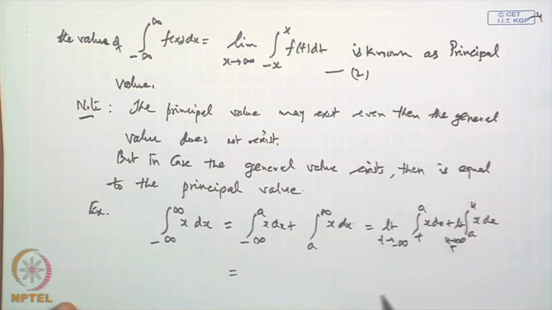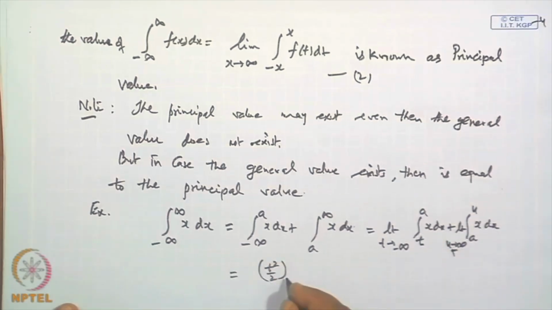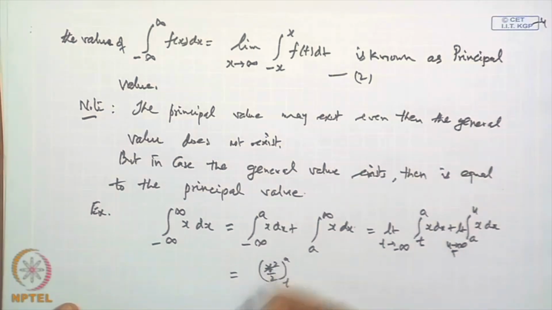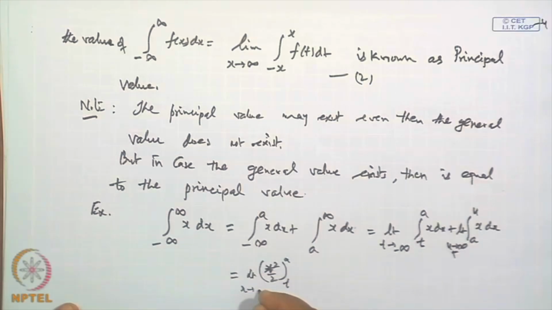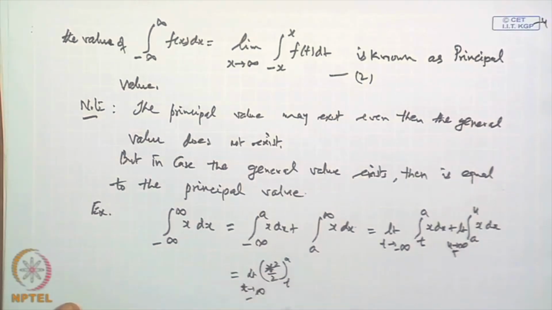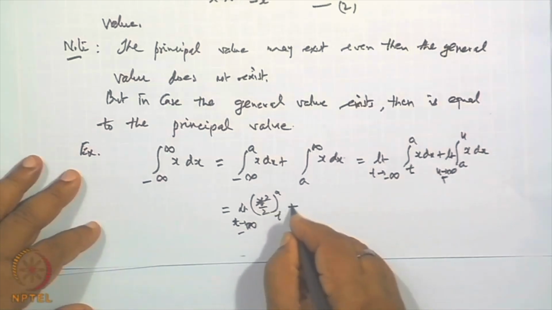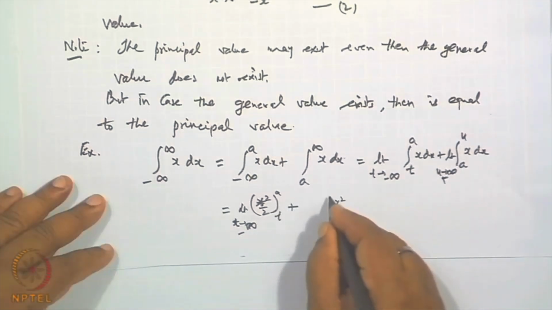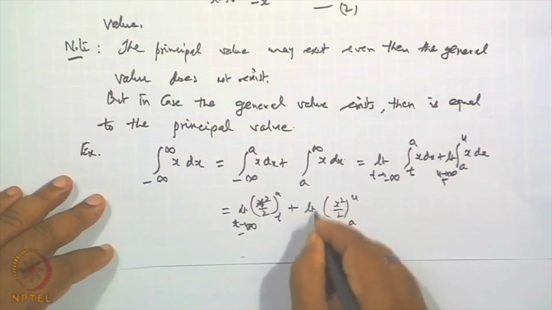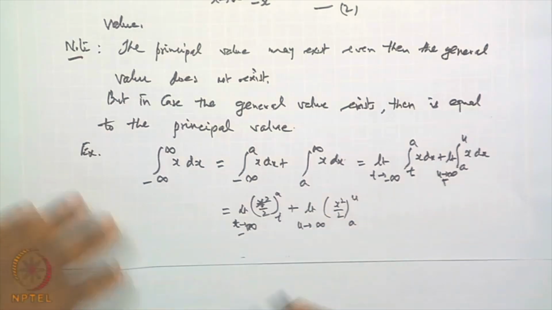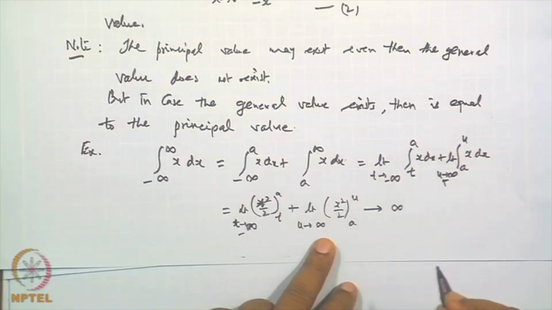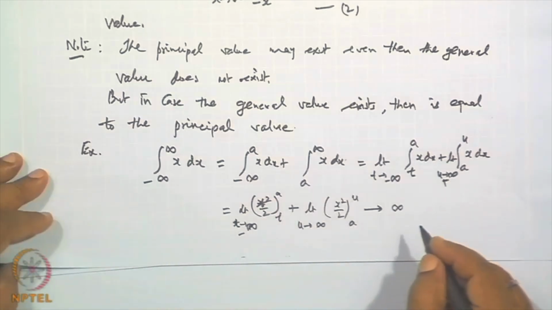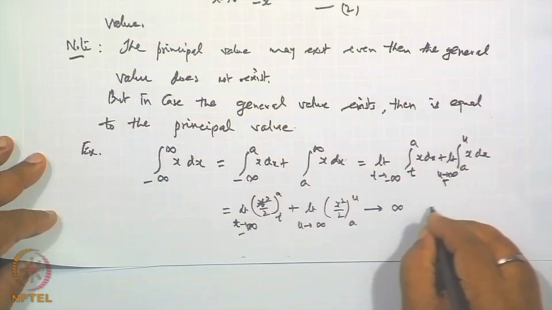Now if I calculate it, what do you get? x square by 2 from t to a, with the limit t tends to minus infinity. And the second one is x square by 2 from a to u, with the limit u tends to plus infinity. So obviously it will go to infinity. So the limit does not exist, and the integral diverges.